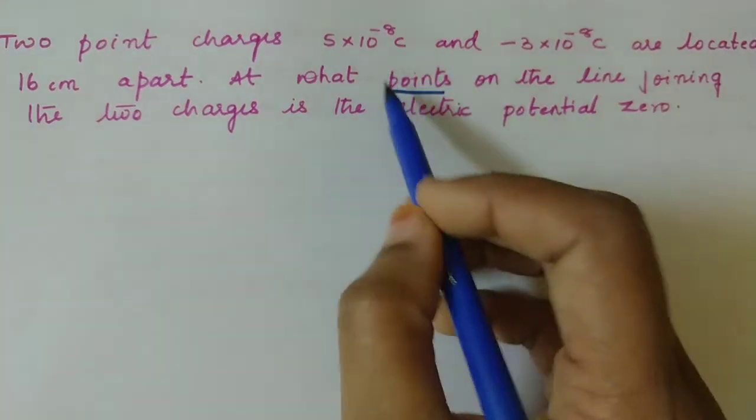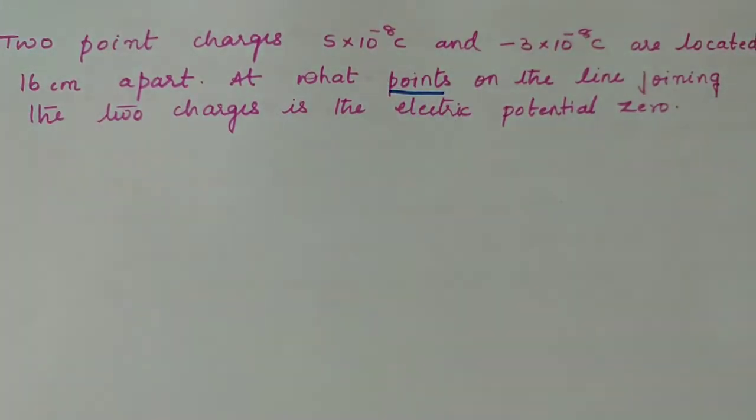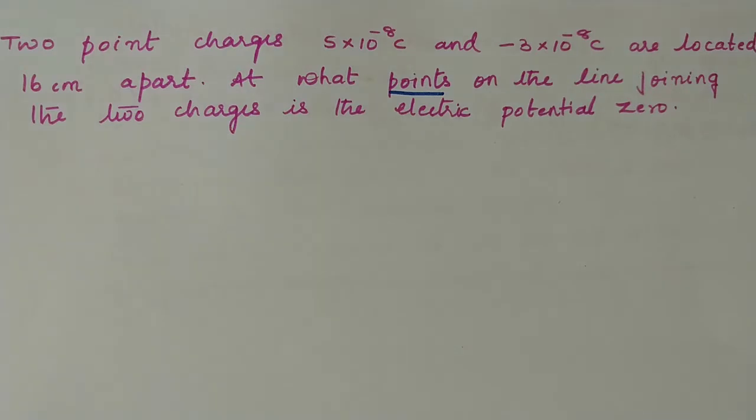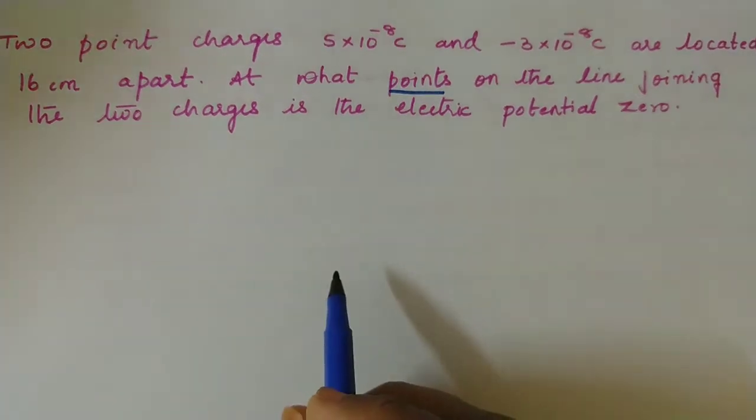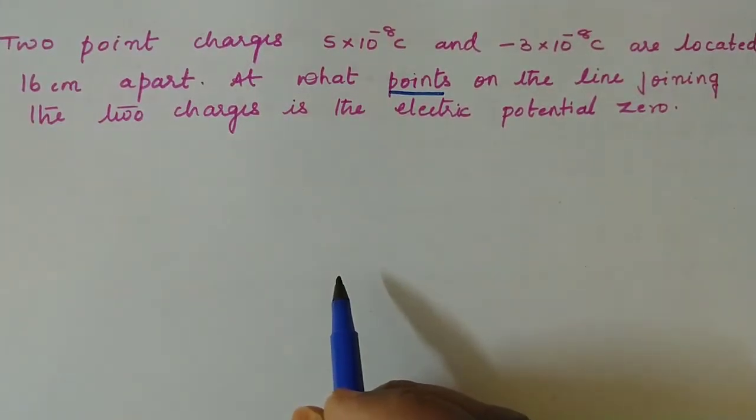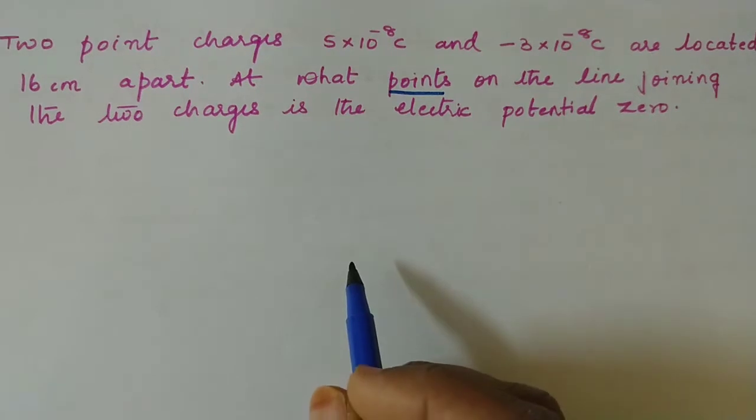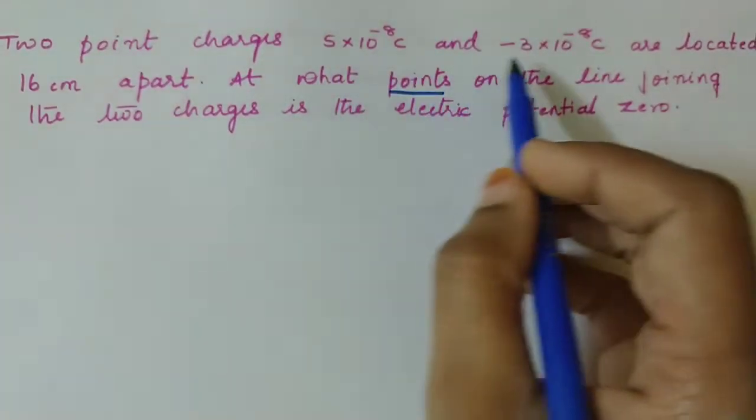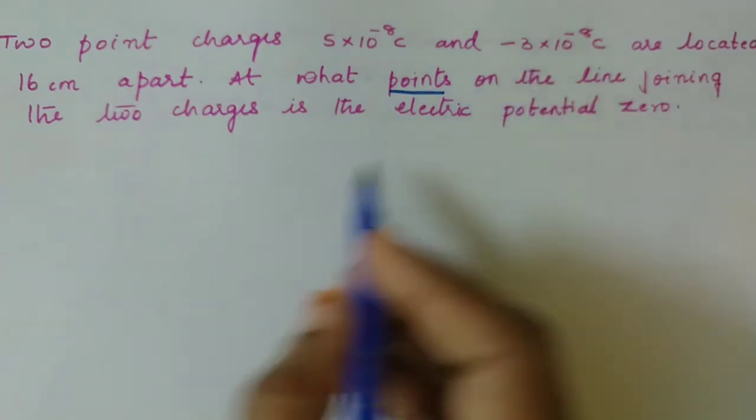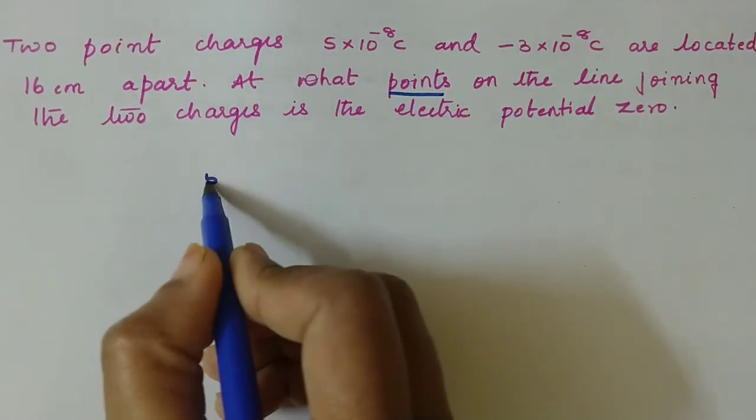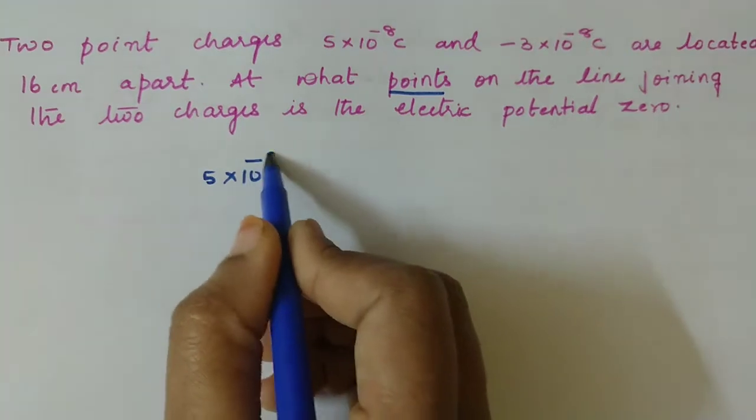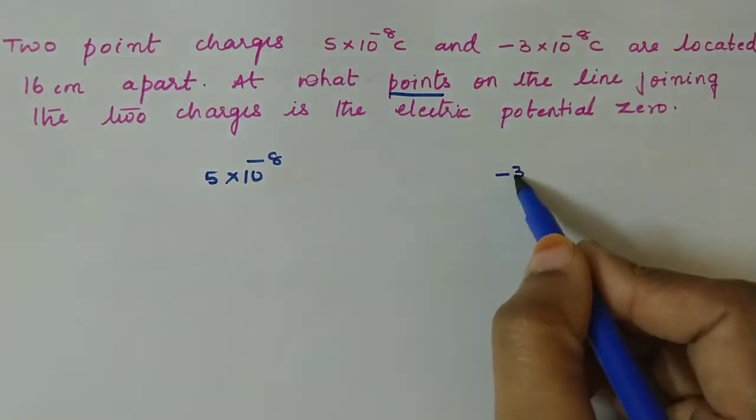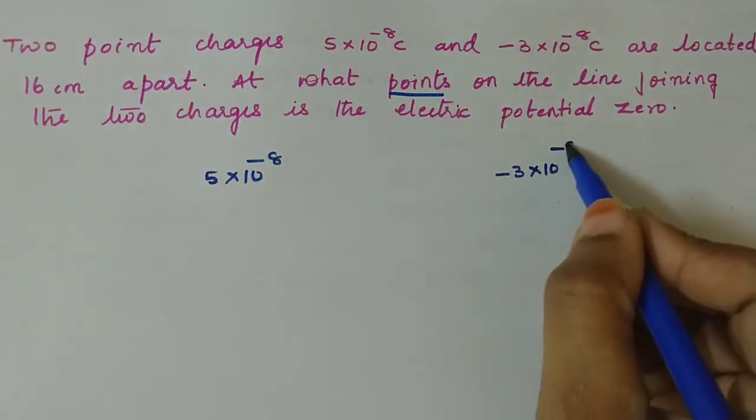So the meaning of points here is there is more than one point where potential will become 0. We know potential is a scalar quantity. If the 2 charges are positive, there is no point where potential becomes 0 because the sum of 2 positive values will never become 0. But since we have one positive and one negative charge, there lie 2 points, one inside the system and another outside, where potential may become 0.